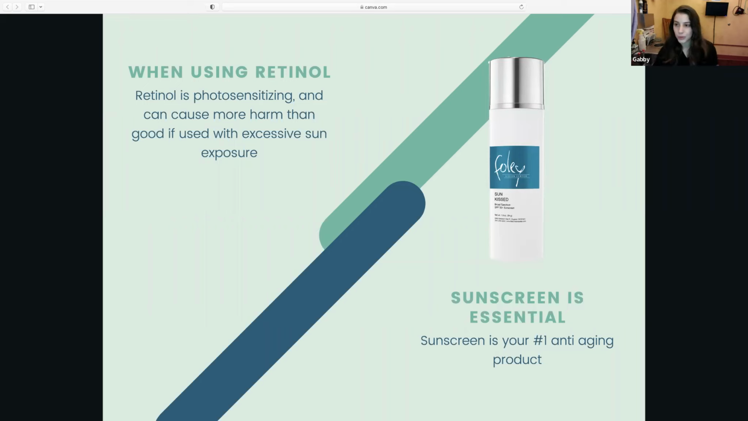You can do the one that we have here, the tinted SPF. I'm never too picky with sunscreen. As long as you're wearing SPF 30 or higher, I'm happy.